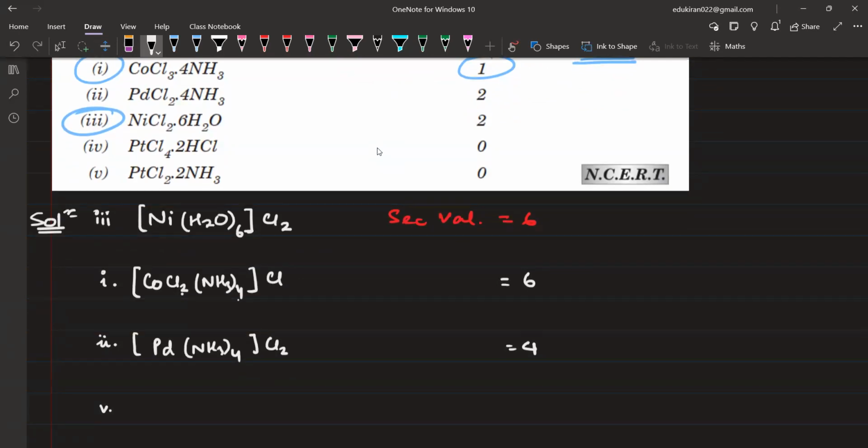Fifth one में we have, ठीक है, how many chlorines will be outside? Tell me, guys. 0. सर none. नन है ना, 0.